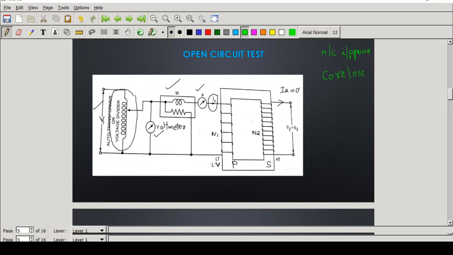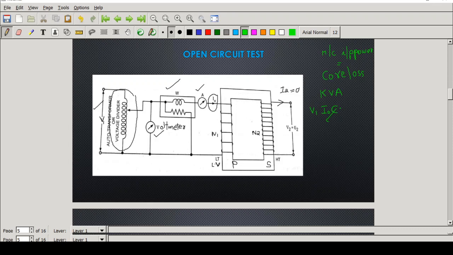So now what is the equation for the core loss, or the equation for the input power? Input power is always voltage into current. In the case of a transformer, unlike motors and generators, the rating is always taken in kilovolt amperes because it depends on the type of load. So I can write the input power of the transformer as input voltage V1 into no load current I0 into, because this is under open circuit, phi 0.